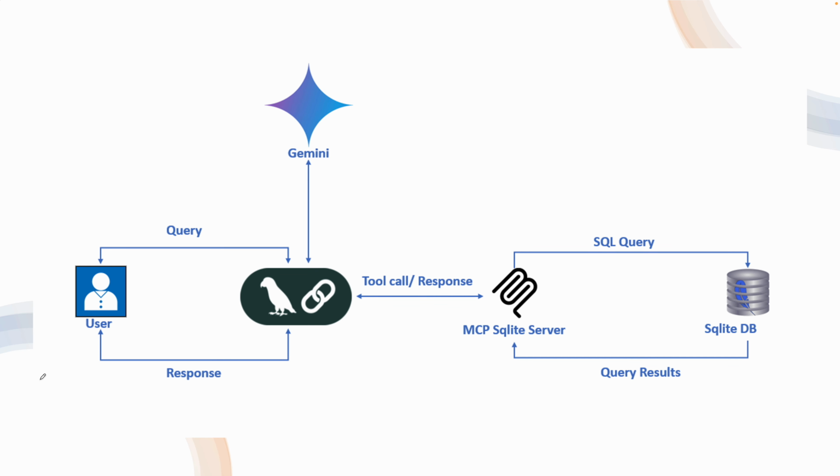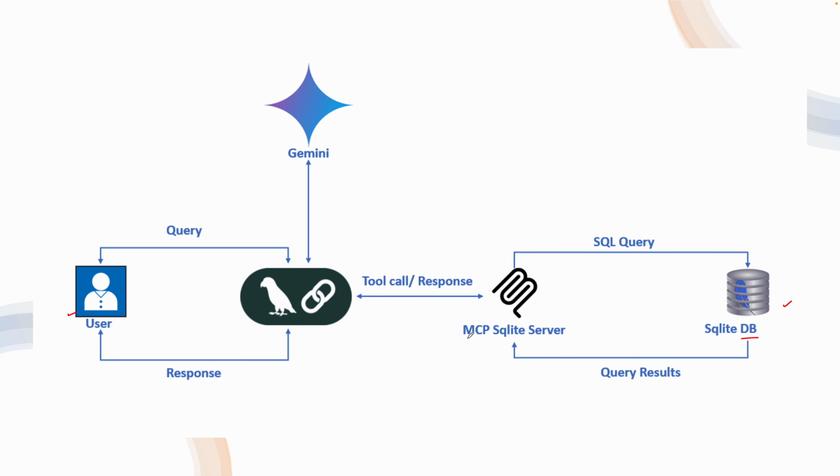So let's try and understand what we are trying to build here. The aim is that a user should be able to ask a question in natural language. Let's say the user simply says, give me the top products in a specific table. Now this query eventually has to hit the SQLite database. Now this is our backend database.